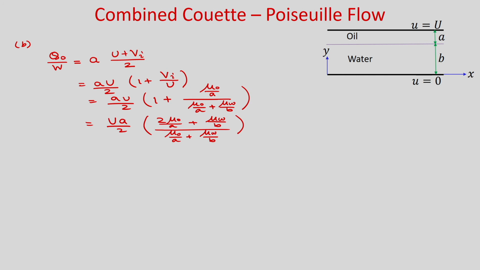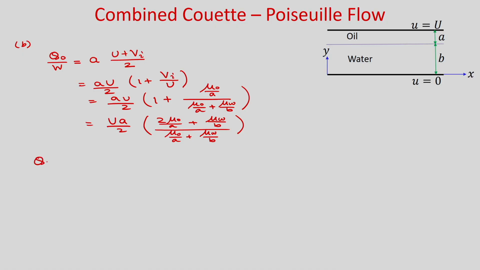Now, similarly you can calculate the volumetric flow rate inside the water. So, we will calculate Q W by W is equal to B into the average velocity. What is the average velocity? It is V I by 2 only, because it is varying from 0 to V I. So, it will be U B by 2 into mu O by A divided by (mu O by A plus mu W by B).